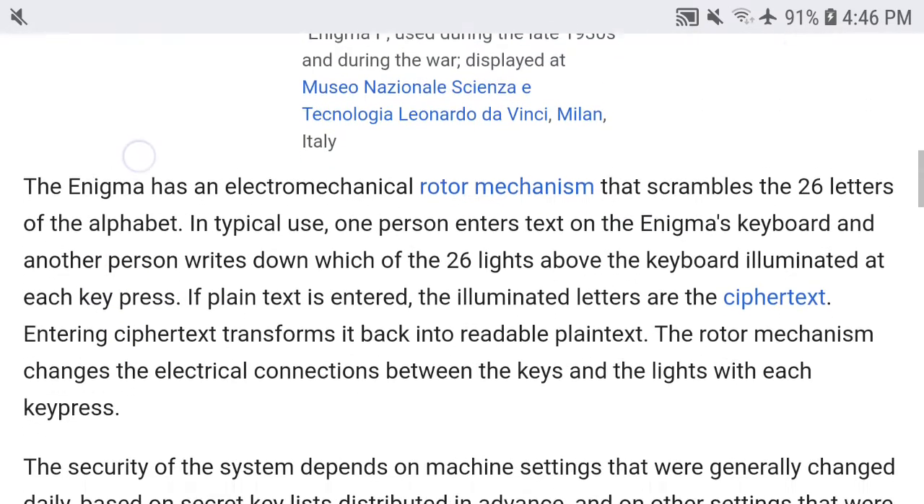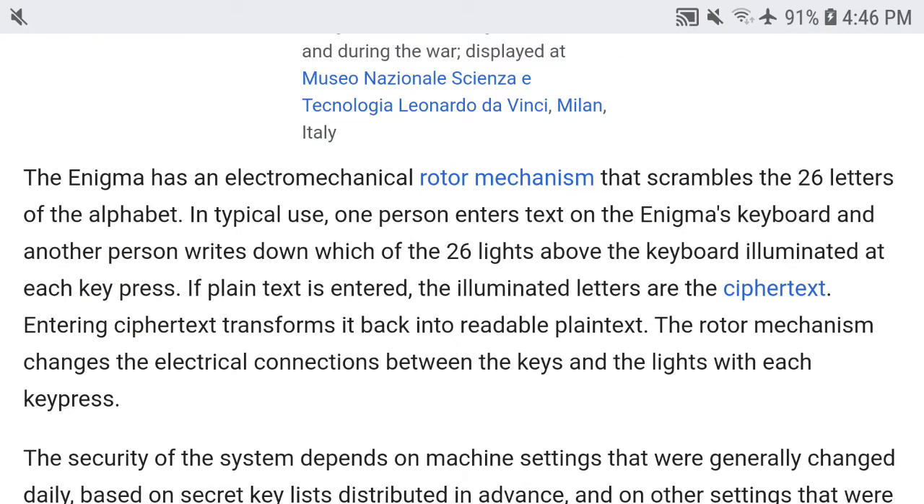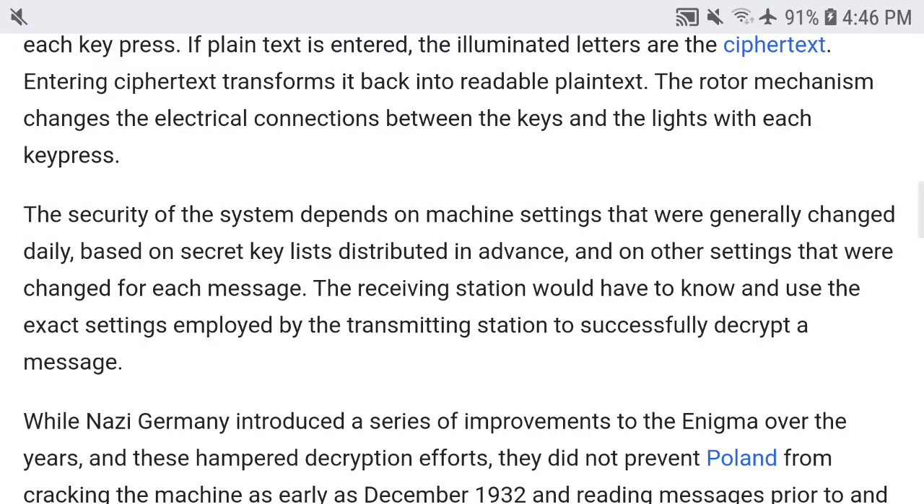I think we also see this in the movie as well, where one person will press the actual letter from what they were about to say, and then the second person is looking at the lights on the secondary keyboard. There will be lights that turn on every time certain letters are pressed, and the job for the second person is to write down those letters from the secondary keyboard. Okay, so that's how it works, right?